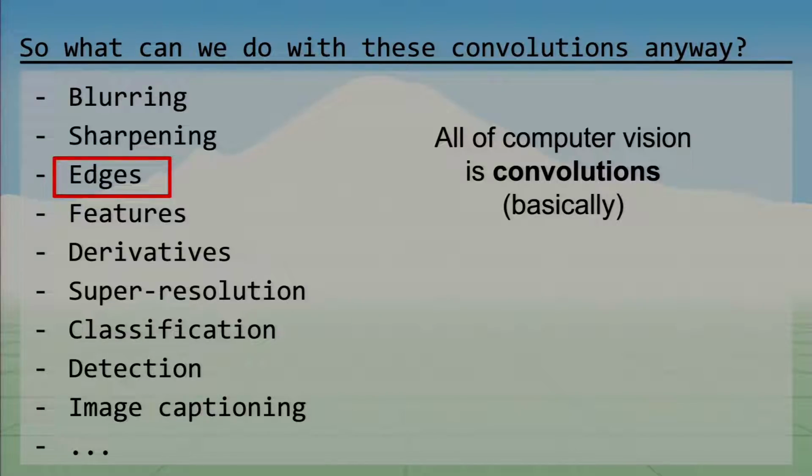So let's talk about edges, because oftentimes when you're looking at images, you want to know something about what's going on in the image. And edges tell you a lot about what's going on in the image. They can denote basically different objects.